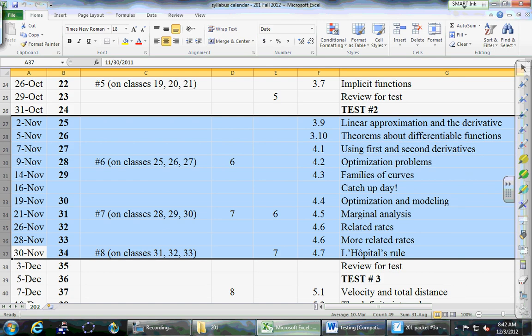Today is our review day, December the 3rd. Our test is coming up Wednesday, December the 5th. There's no homework between now and then, so it's just studying for the test, and the test is on everything since the second test, all this stuff that's highlighted up here.